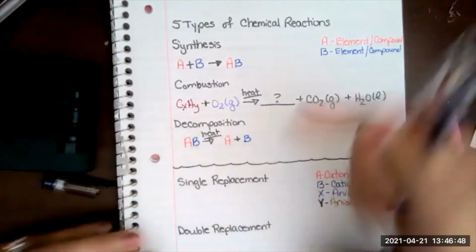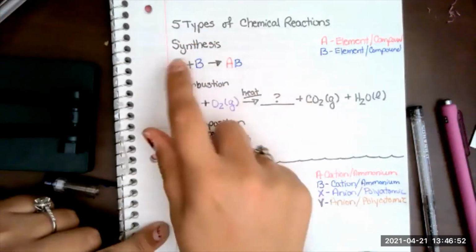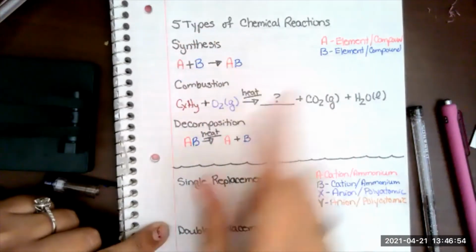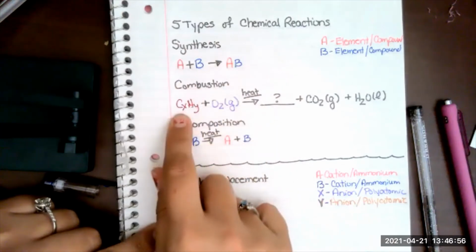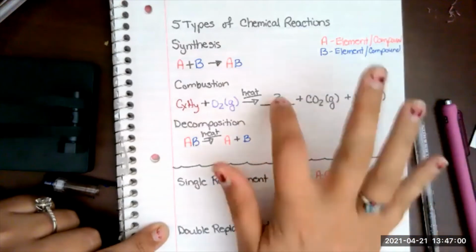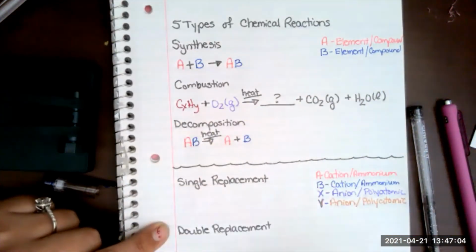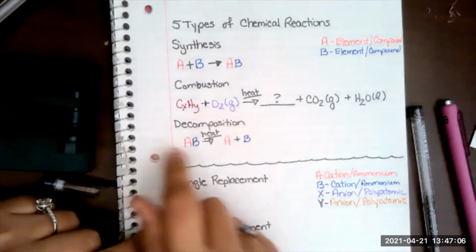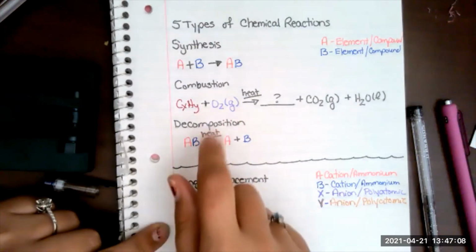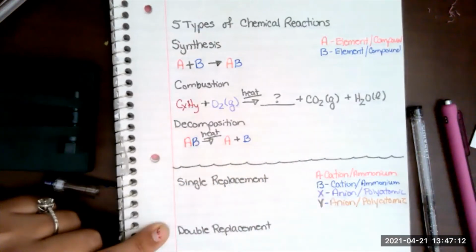So as a breakdown, synthesis, multiple things become one. So A plus B forms AB. Combustion, hydrocarbon plus oxygen gas forms carbon dioxide and water. You might have something else here if there's something added to your hydrocarbon. Your decomposition reaction is AB forms A plus B, one thing becoming multiple things.